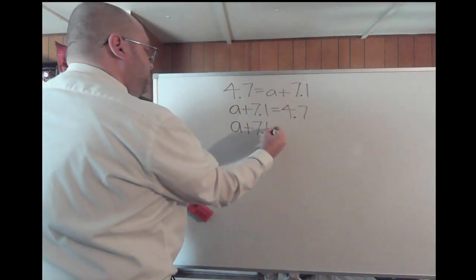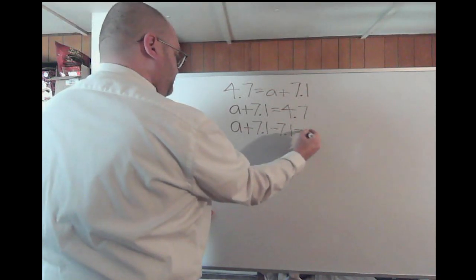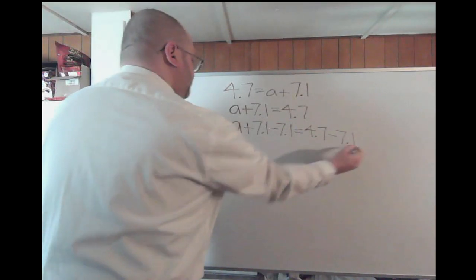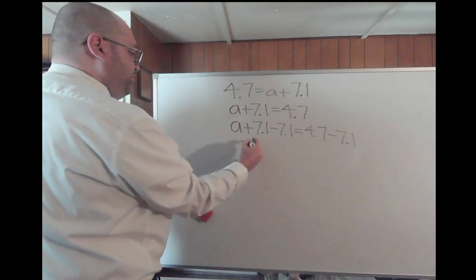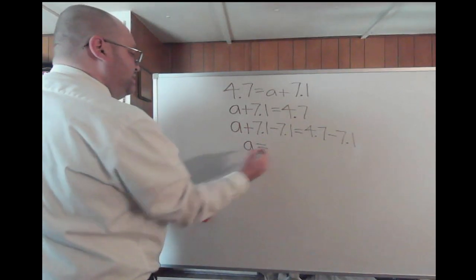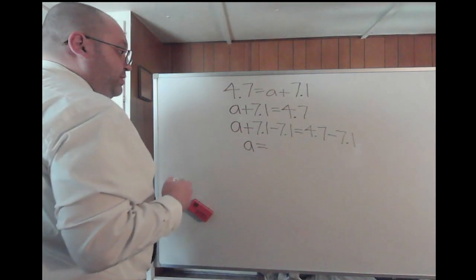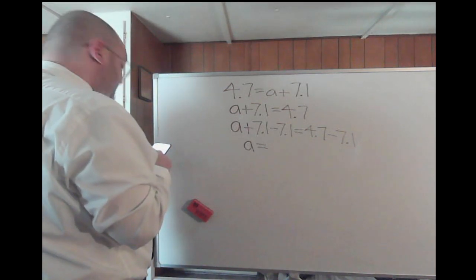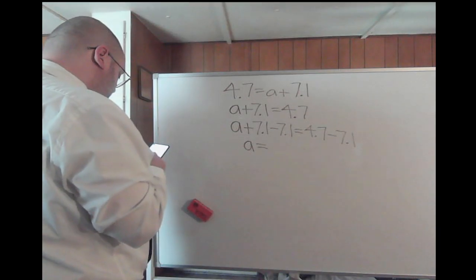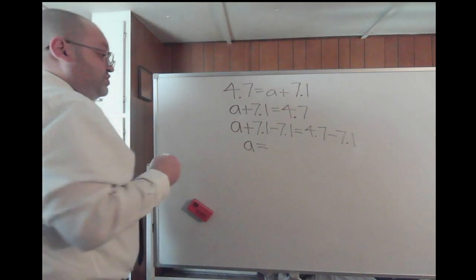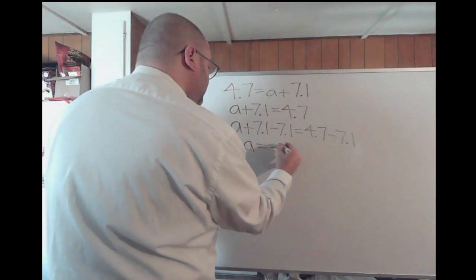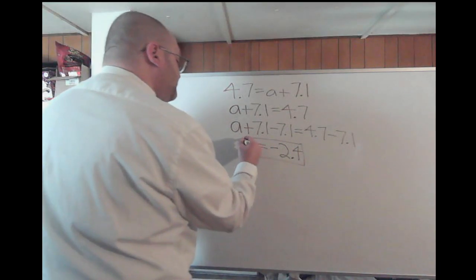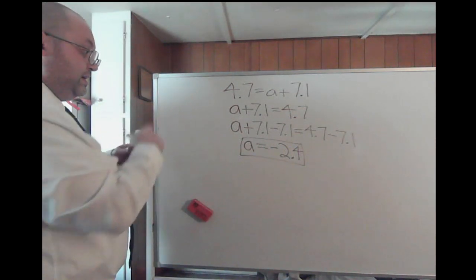So if a plus 7.1 minus 7.1 equals 4.7 minus 7.1. So 7.1 minus 7.1 is 0. You're left with a all by itself. Now we need to figure out 4.7 minus 7.1, which I will do on my handy dandy calculator. Comes to negative 2.4. So a is going to be equal to negative 2.4. That's exactly what you get, negative 2.4. Alright.